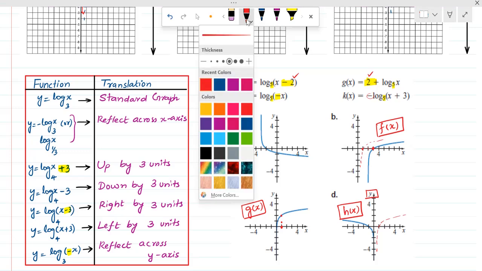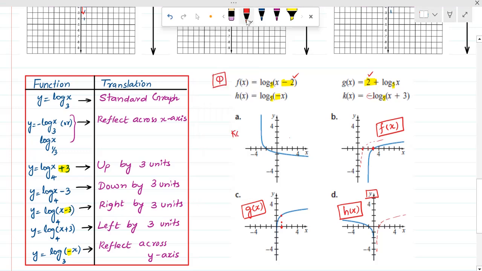Actually, this is the last one. Obviously this one is k of x, but I will tell you how it comes. This is the standard graph. For the minus, you will find this one decreasing. This is minus log x base 5. When you move it 1 unit, 2 units, 3 units, therefore this is nothing but minus log base 5 of x plus 3. So this is the function.